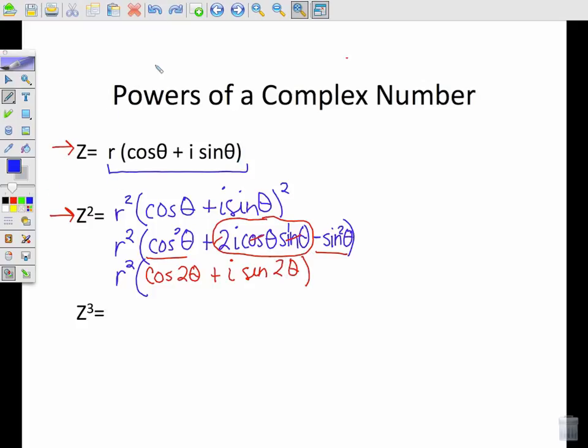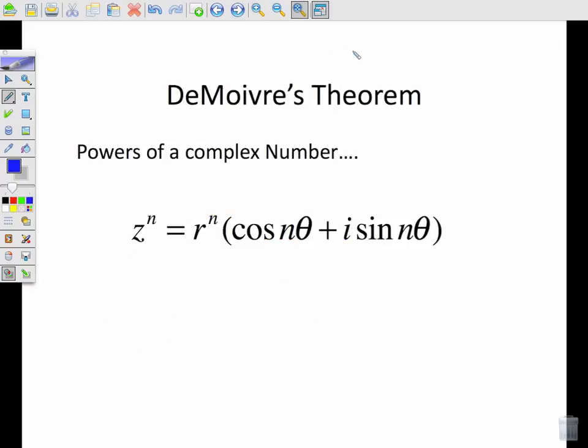Well, what we can start to do is start making some assumptions here. So if I'm going to do a cube, then it's going to be r to the third, and you would suppose that the angles would then become not double angles, but triple angles. So i sine of 3 theta. And so what that leads us to believe is, what happens as z goes to the nth power? So here's your formula for the exponent. You've got z to the nth power equals r to the nth cosine of n theta plus i sine of n theta. So you're going to insert the n's here, whatever your exponent is.